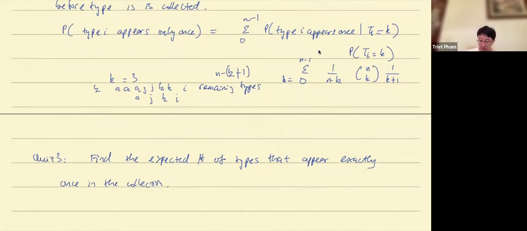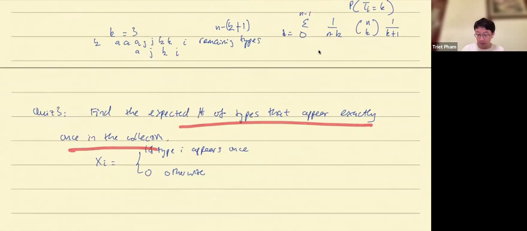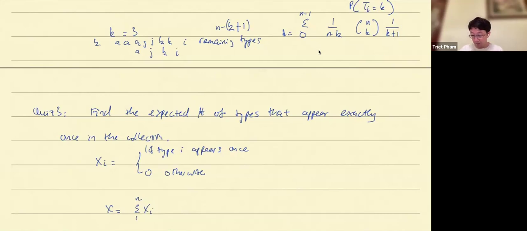Why? Because if you let Xi be the indicator function that type I appears only once, 1 if so, 0 otherwise, then the number of types that appear exactly once is a sum of these over all types. That's what we're interested in. And of course, we've seen this question so many times. These being indicator functions, their expectations equal a probability. And all probabilities will be the same for any type because they're symmetric. So the final answer is n times that. Let's put n choose k here.